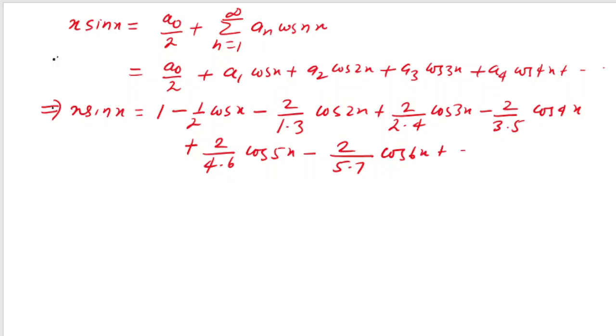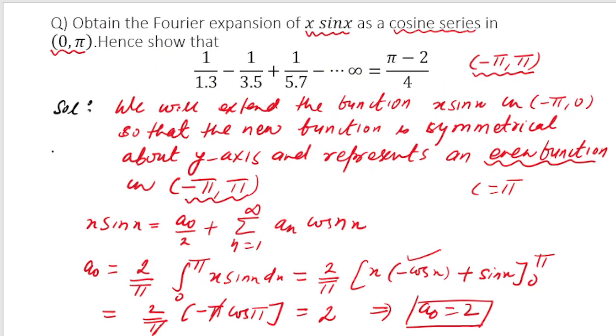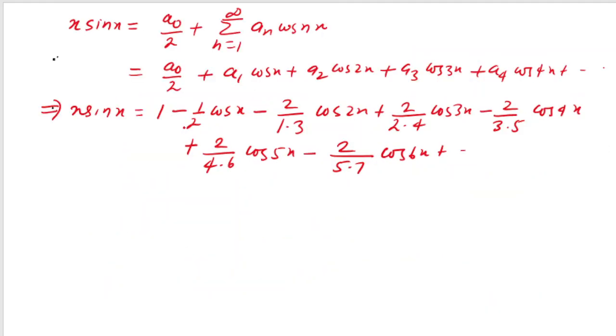So these are the terms that I am getting. Now this is the Fourier series expansion, but that is not the end of the story, because they also want us to prove this result. So you can clearly see that I want this 1 into 3 term, I want 3 into 5 term, I want 5 into 7 term. So I don't want this 2 into 4 term, this 4 into 6 term.